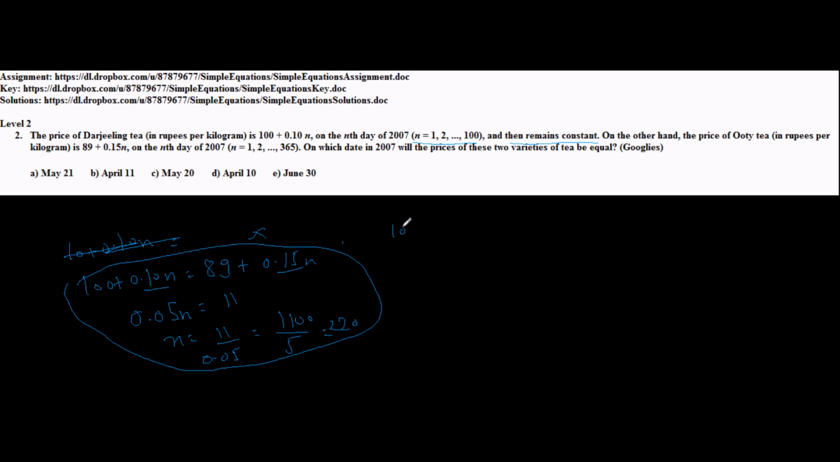The case is this, that Darjeeling tea keeps on growing till 100 days, and the price of Darjeeling tea after 100 days equal to 110 rupees. This is Darjeeling tea after 100 days. Now I know that within 100 days Ooty will not reach here because Ooty takes 220 days to match up the price of Darjeeling tea.